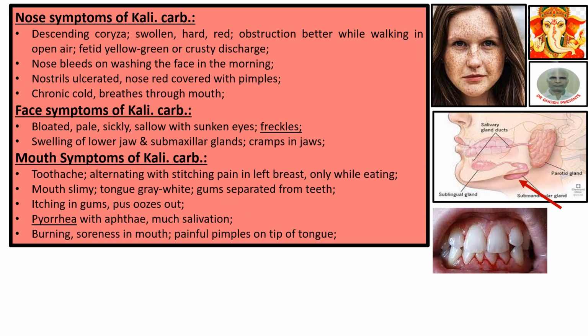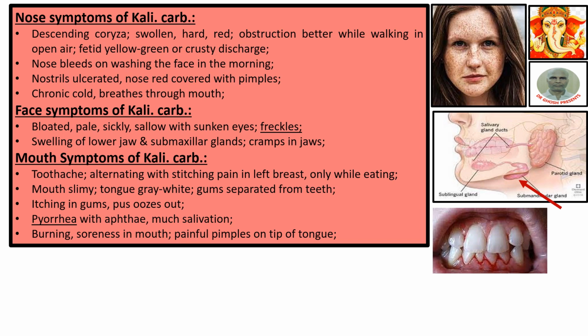Nose symptoms of Kali Carb: descending coryza, swollen, hard, red, obstruction. Better while walking in open air. Fetid, yellow-green or crusty discharge. Nose bleeds on washing the face in the morning. Nostrils ulcerated, nose red, covered with pimples. Chronic cold, breathes through mouth.